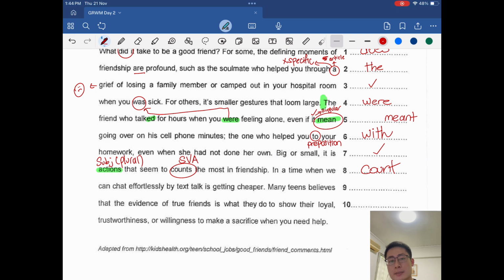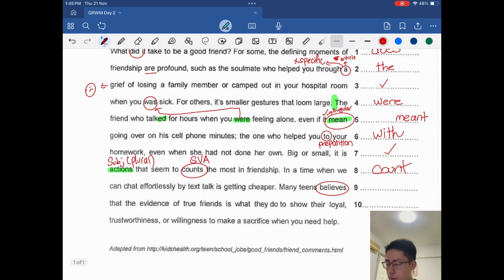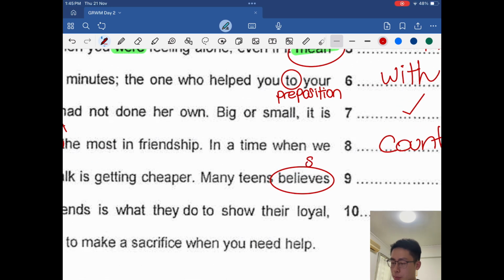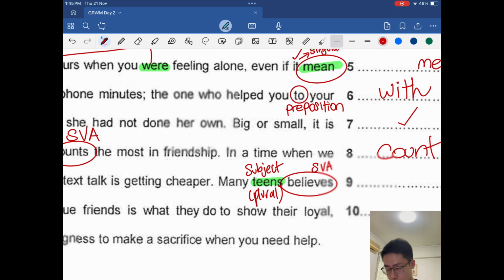Okay, there is another mistake here. Many teens believes, okay? I'm going to circle it again. We just talked about this, I think less than 30 seconds ago. This is also a subject-verb agreement issue. Okay, let's highlight the subject here. It's going to be teens. This is the subject. And this is a plural subject, right? It's a plural noun. Teens, right? There's many of them, many teens, okay?